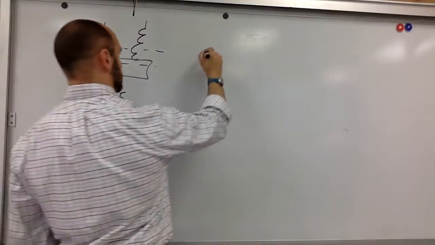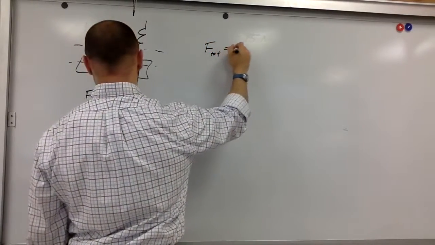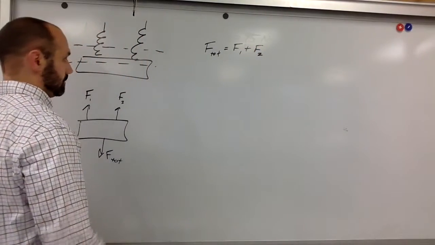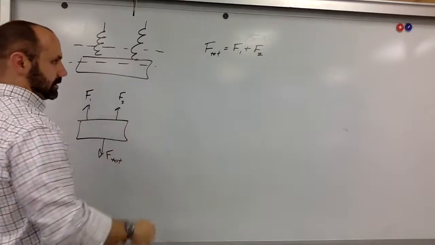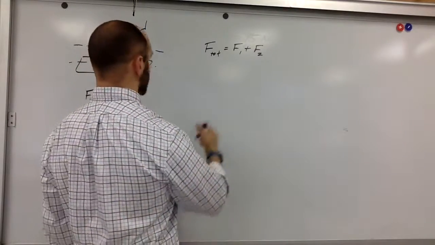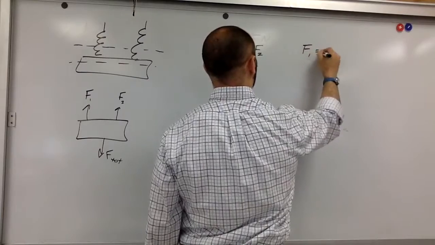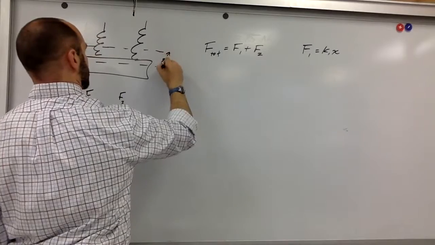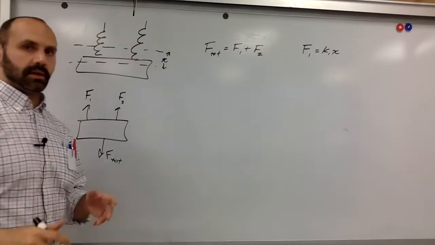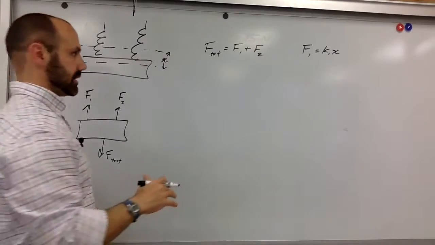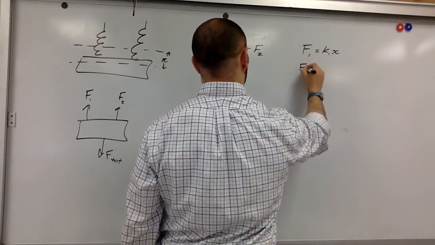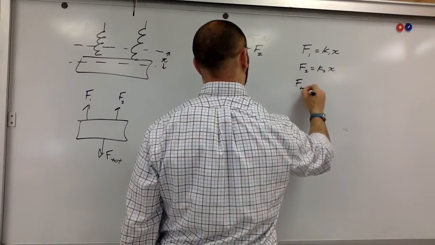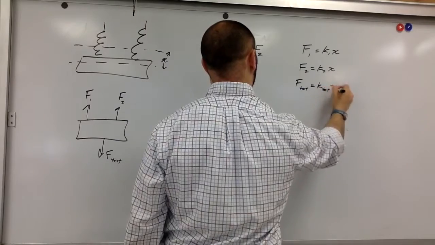And so I write out my rule here. F total is equal to F1 plus F2. Okay, well that's good, that's the forces. Now let's write out Hooke's law for each of these things. So F1 equals K1 times X. Because of the way I've attached these springs, I've got the same stretch on all three. I just arranged it that way. So I'm just going to leave this as X. F2 is K2 times X. And then F total is equal to K total times X.